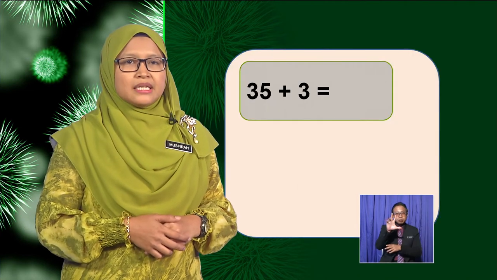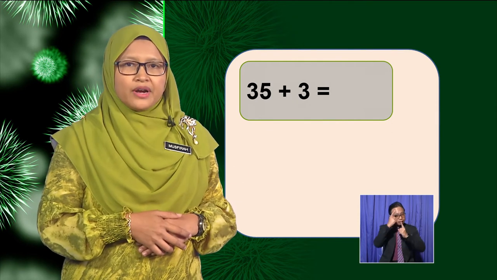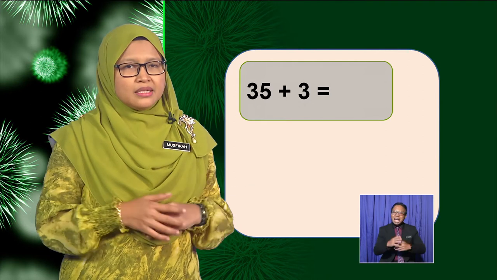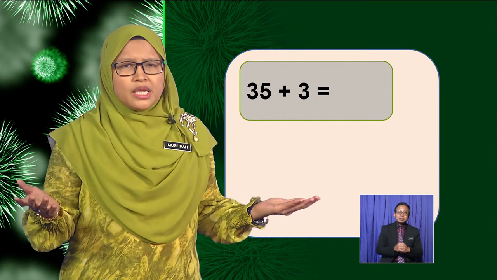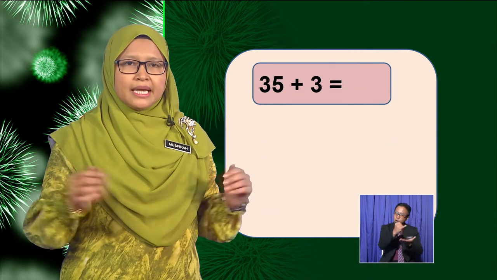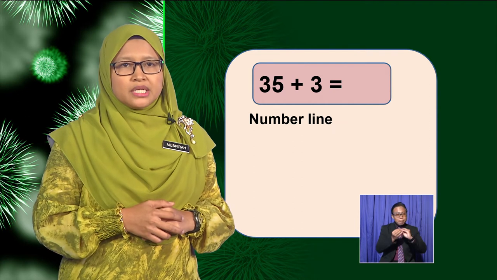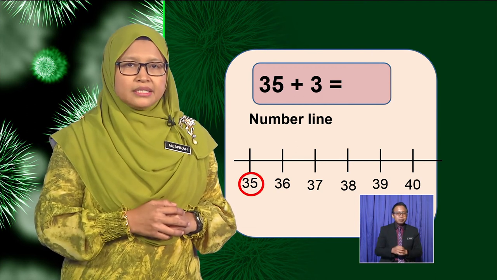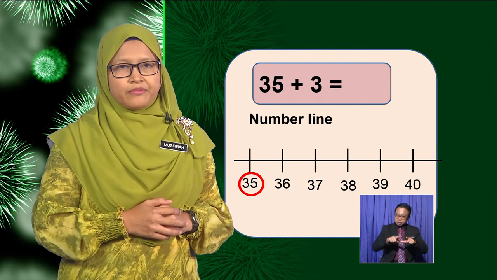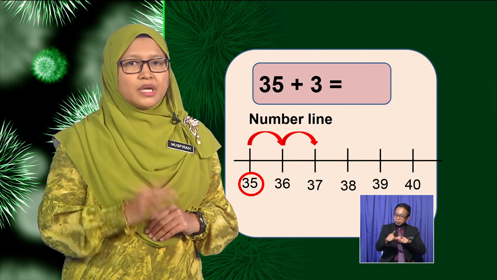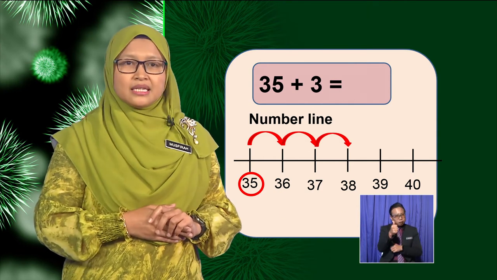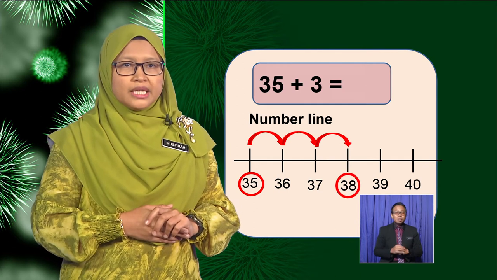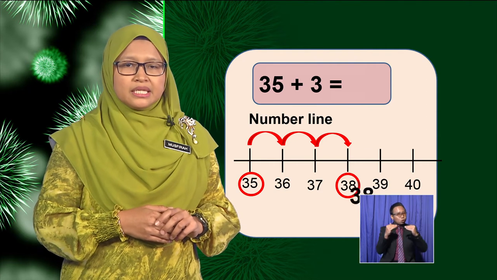Can we try using a bigger number? 35 plus 3. What is the answer for 35 plus 3? How to get the answer? There are many ways to find the answer. First, you can draw a number line. Draw a number line based on the question given. Start the number line with number 35. Then, count on 3 steps from 35. 1 step, 2 steps, 3 steps. Very good! The answer is 38. So, 35 plus 3 equals 38.